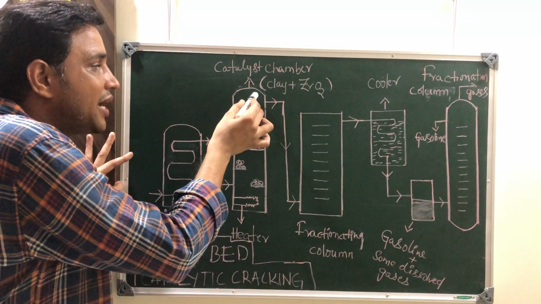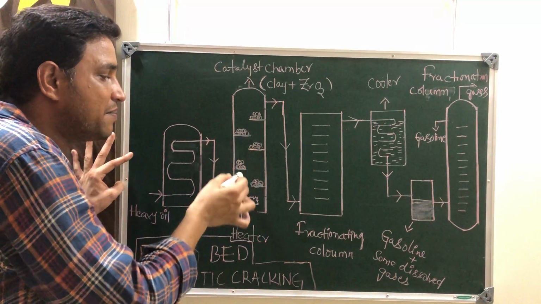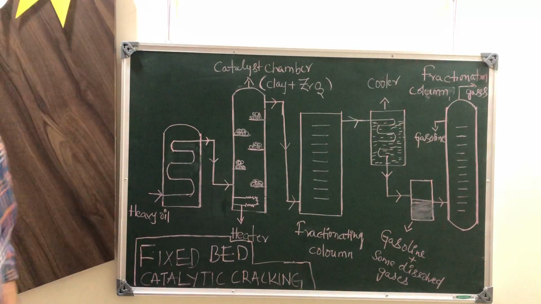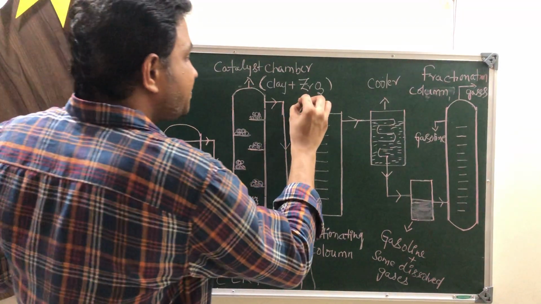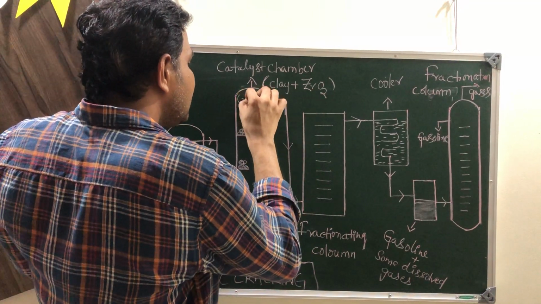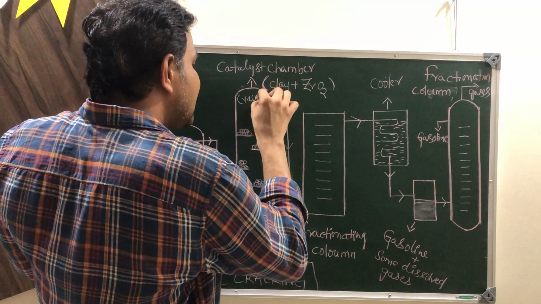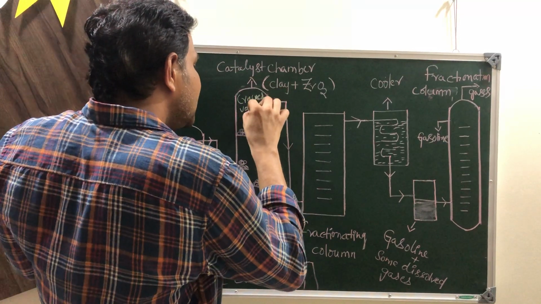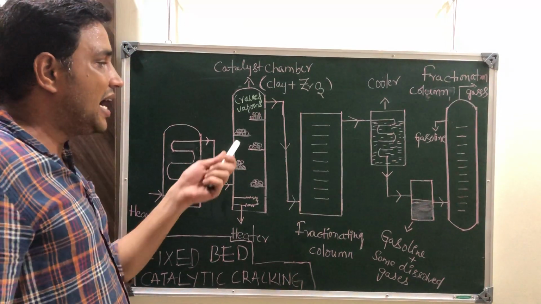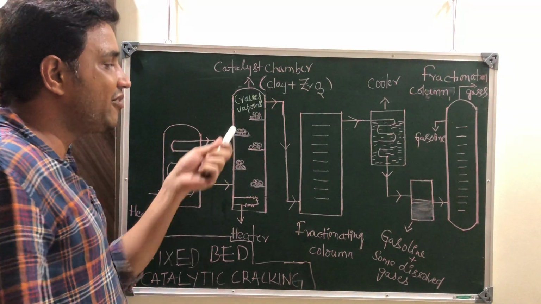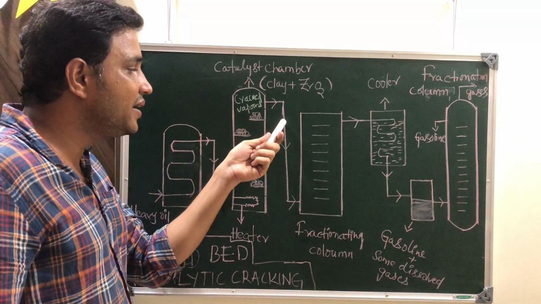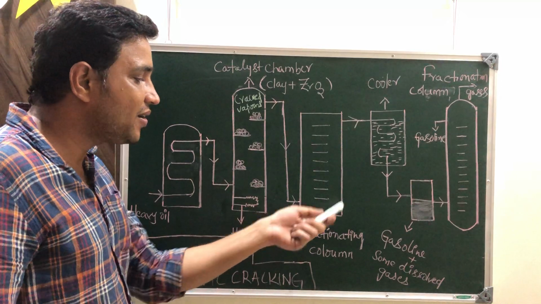Now, after some time, the heavy oil vapors converted into cracked vapors. What is that? Cracked vapors. I will write it down here. Cracked vapors. The heavy oil vapors, after reacting with catalyst, converted into cracked vapors. Now the cracked vapors are moving into fractionating column.